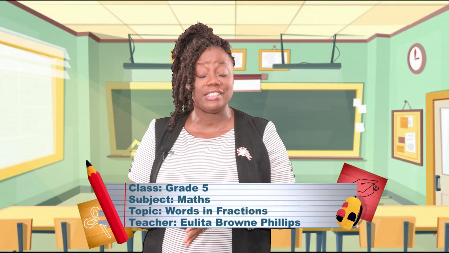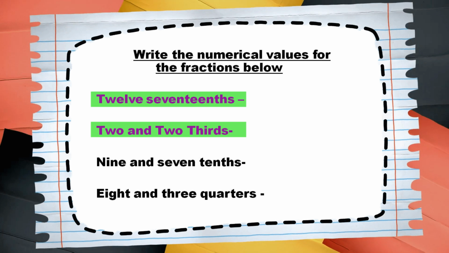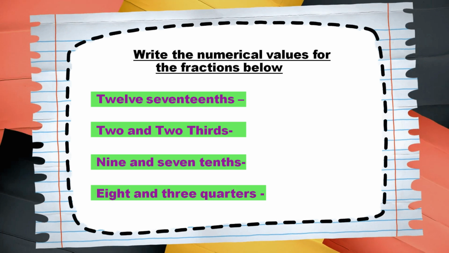Boys and girls, grab your pencil and your book. It's your turn to do an activity. Write the numerical values for the fractions below. Twelve-seventeenths, two and two-thirds, nine and seven-tenths, eight and three-fourths. Take a minute and get this done, boys and girls.